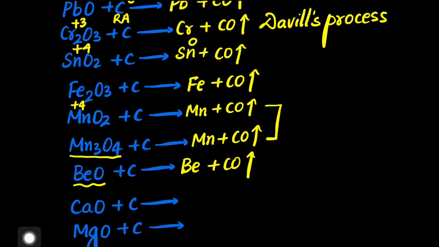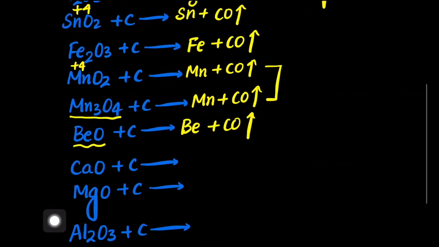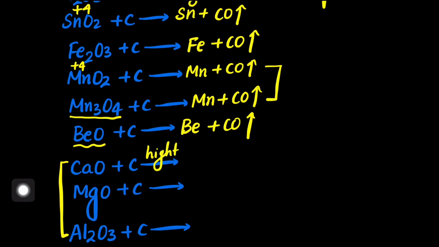Now there are these oxides which are very stable. They have very high thermal stability. These are calcium oxide, magnesium oxide and aluminum oxide. What's the problem in that? They require very high temperature, because their reduction is very difficult. And at that high temperature, carbide formation can also occur.